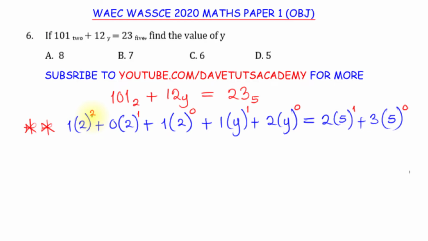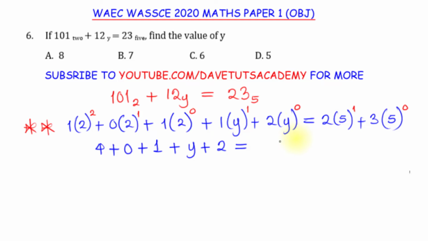This is 2 raised to power 2 is 4. 4 times 1, that is 4. Plus 2 raised to power 1 is 2. 2 times 0, that is 0. Plus 2 raised to power 0. Any number raised to power 0 is 1. Then 1 times 1, that is 1. Plus y raised to power 1 is y. y times 1, that is y. Plus, like I said before, any number raised to power 0 will be 1. So y raised to power 0 is 1. 1 times 2 is 2.